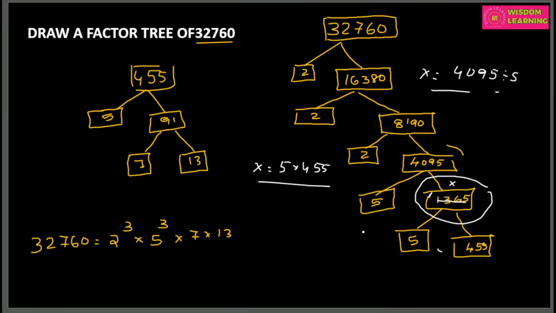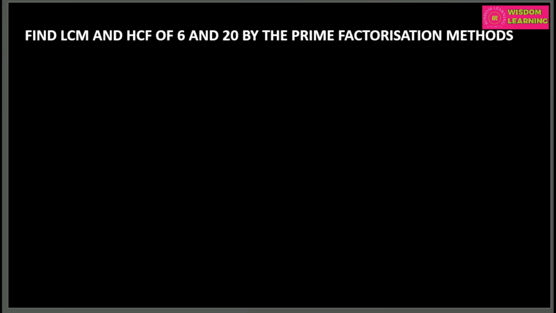Then the next question says, find LCM and HCF of 6 and 20 by the factorization method. So we can write 6 as 2 into 3. The prime factorization of 6 is 2 into 3. 20 is 4 into 5, but 4 is not a prime number. So instead of 4, we can write 2 square, so 20 is 2 square into 5.